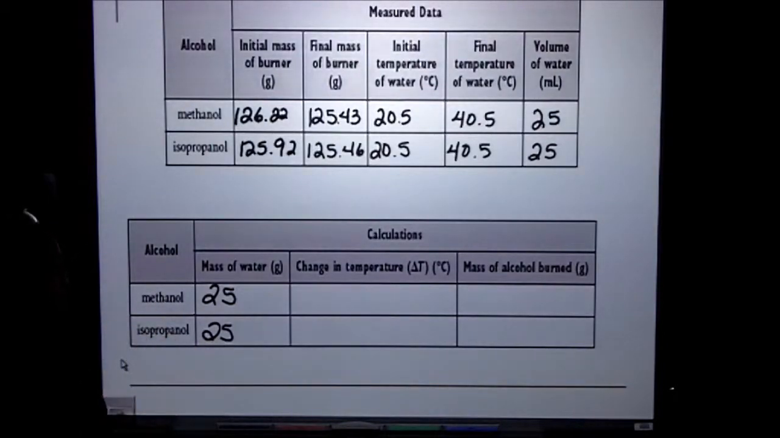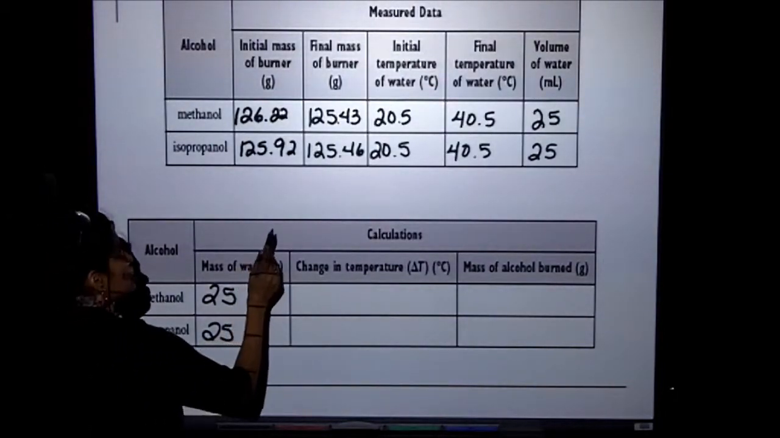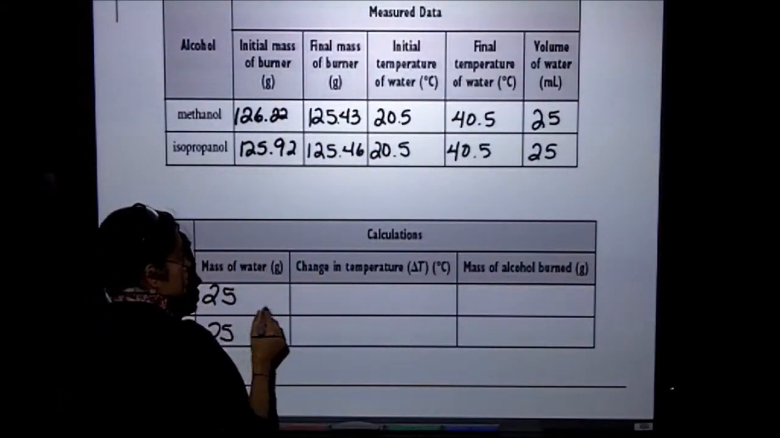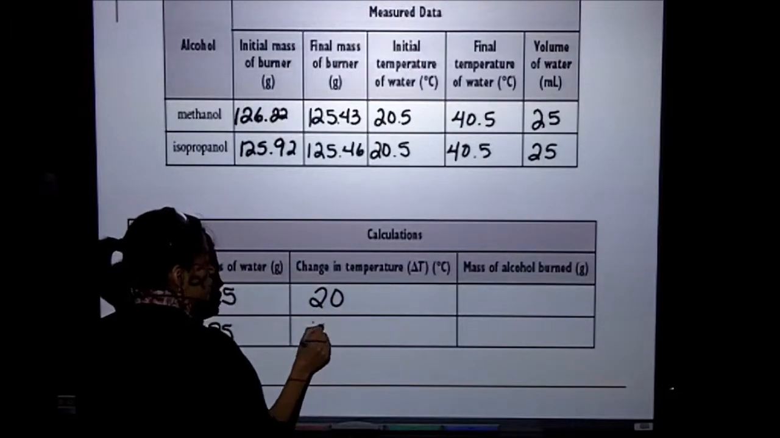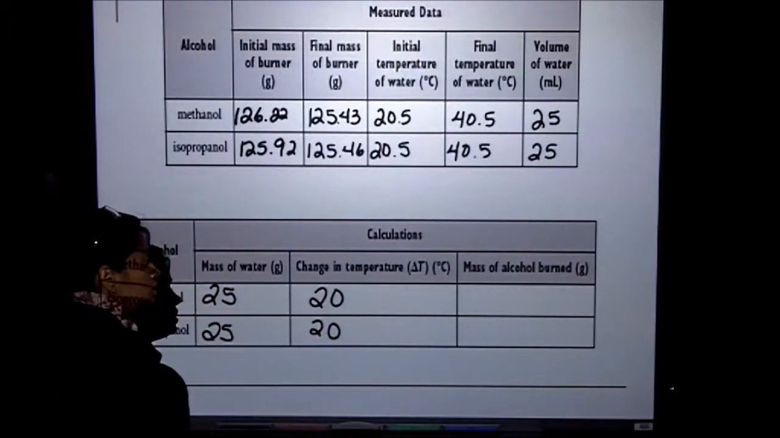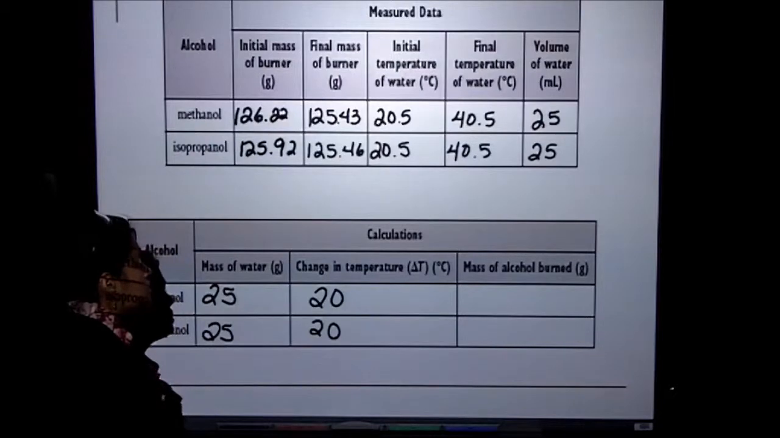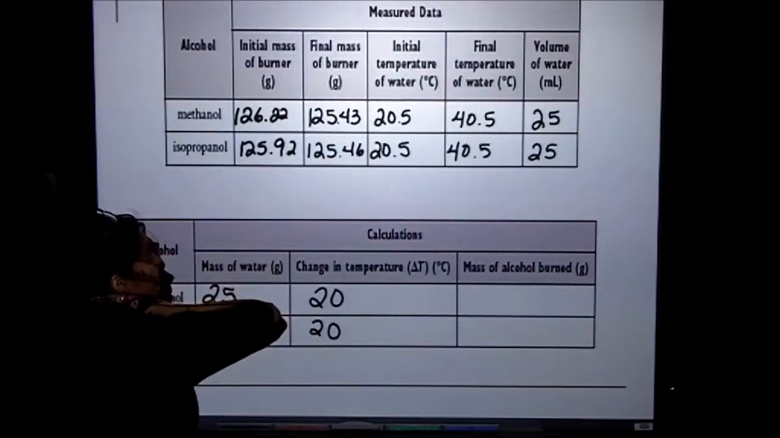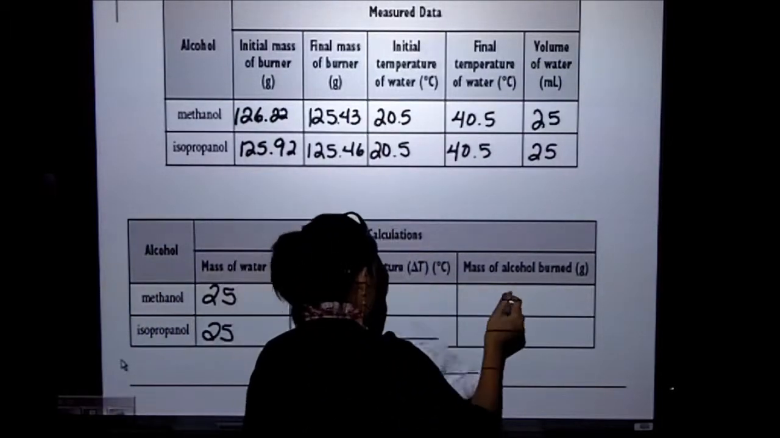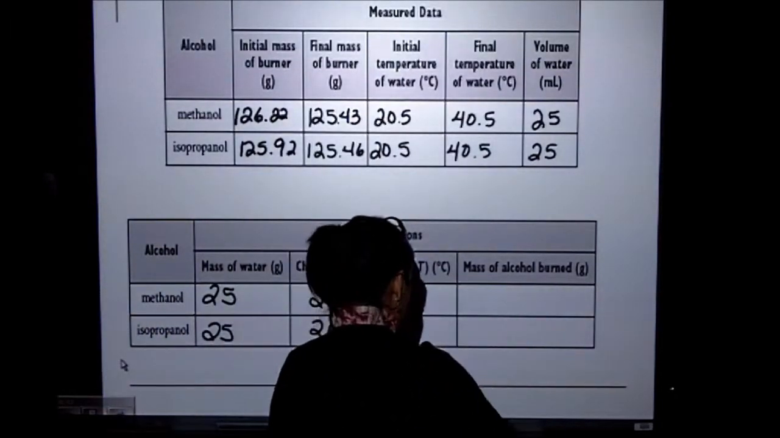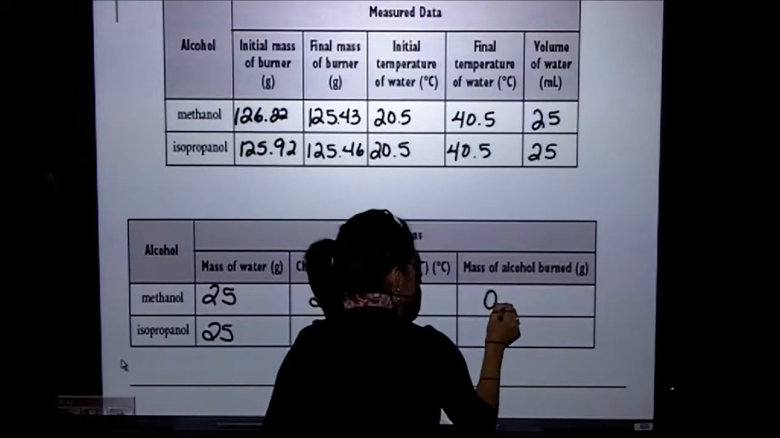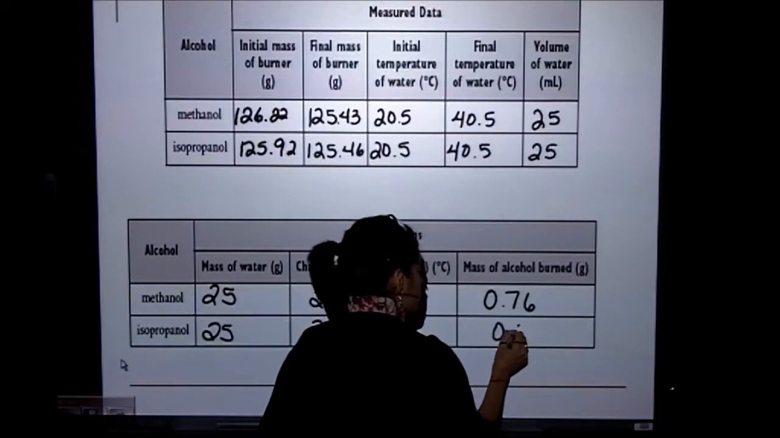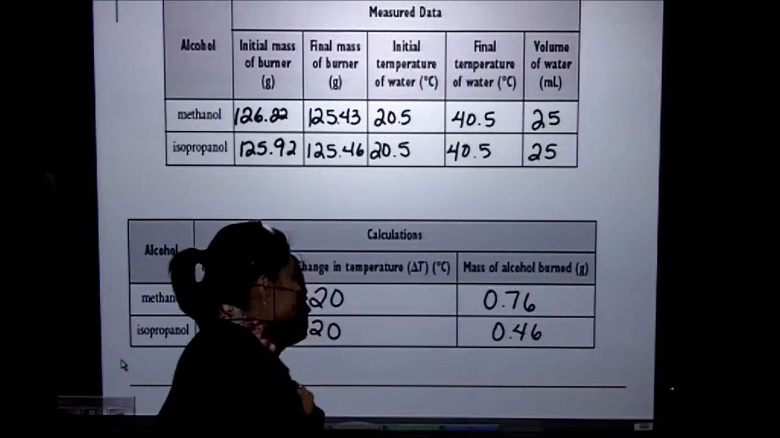The change in temperature is your delta T, so all you need to do is subtract your final temperature minus your initial temperature of water. So again, it should be around 20 degrees Celsius. Next, you want to check the mass of the alcohol burned. This is going to be your final mass of the burner minus the initial mass of the burner, or you can flip-flop as long as you take the absolute value of both. So when you calculate it out, this one could be about 0.76 grams. This one could be about 0.46 grams.